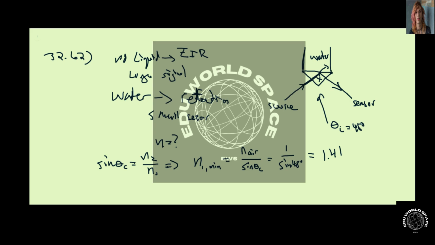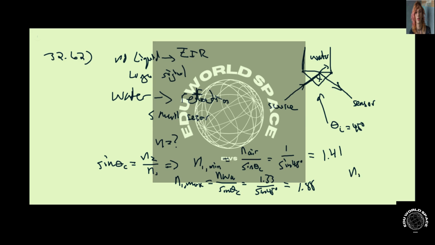Similarly, we can find the maximum N1 can be by looking at the water interface, because now we want the critical angle to be in water over sine theta c. So if we plug this in, we see that it is 1.33 over sine of 45 degrees, and this comes out to be 1.88. So that's our maximum.